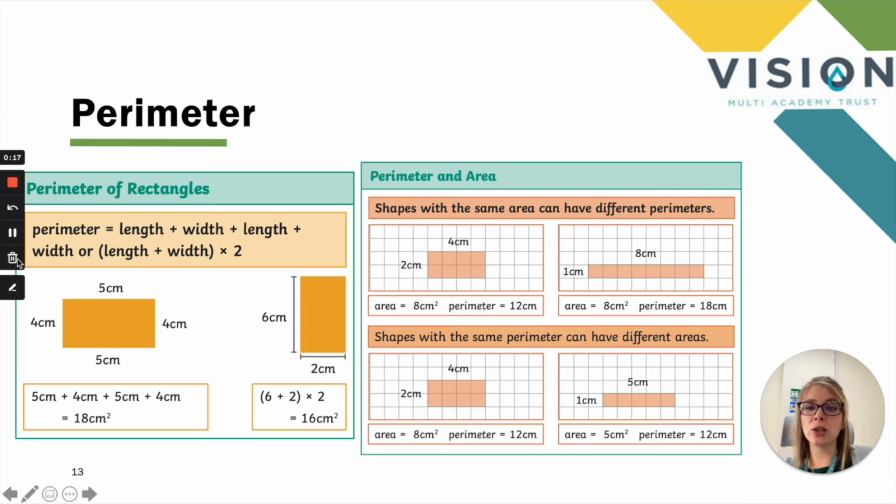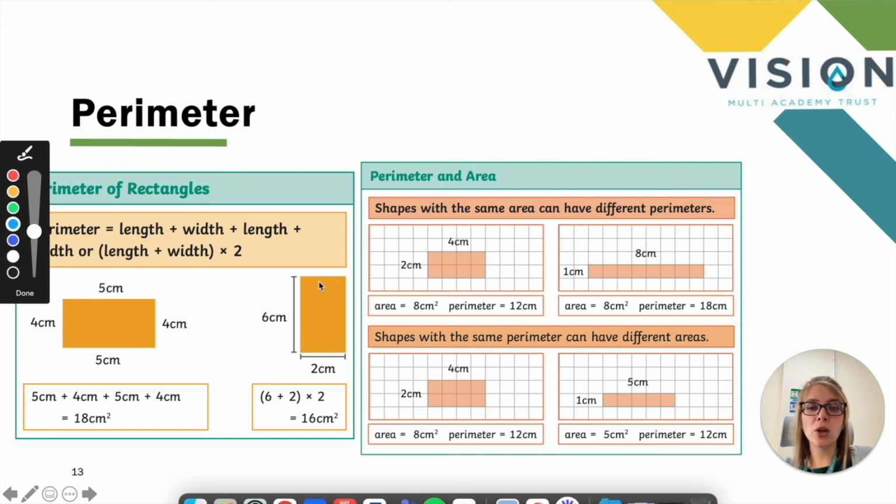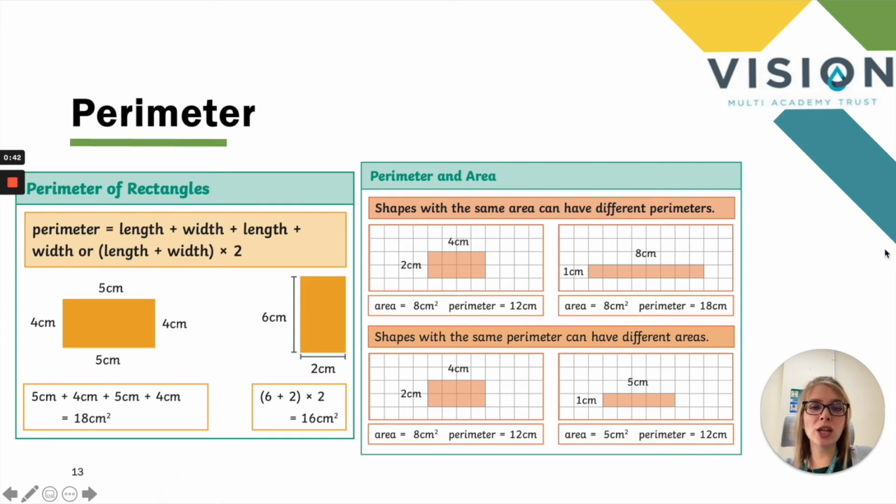So if we quickly look at this example on here, we've got the length here is 6 centimetres and the width here is 2 centimetres. So we can do length plus width gives us 8 and multiply it by 2 because there are 2 of them. Okay, so rather than doing 6 add 2 add 6 add 2, we can simply do 6 add 2, multiplied by 2.